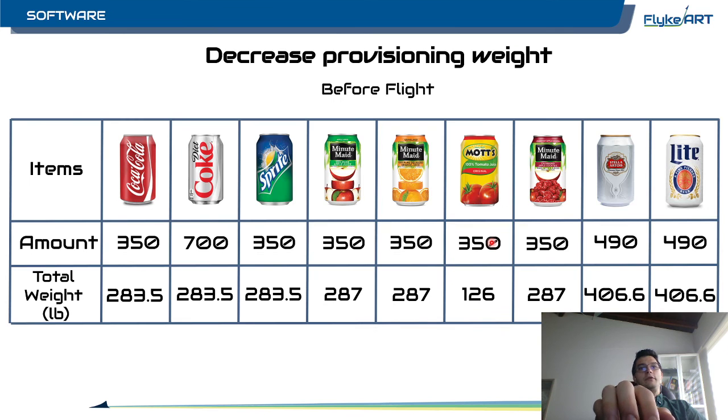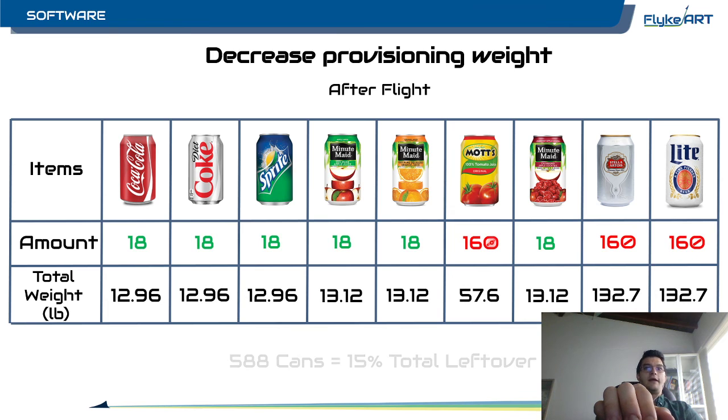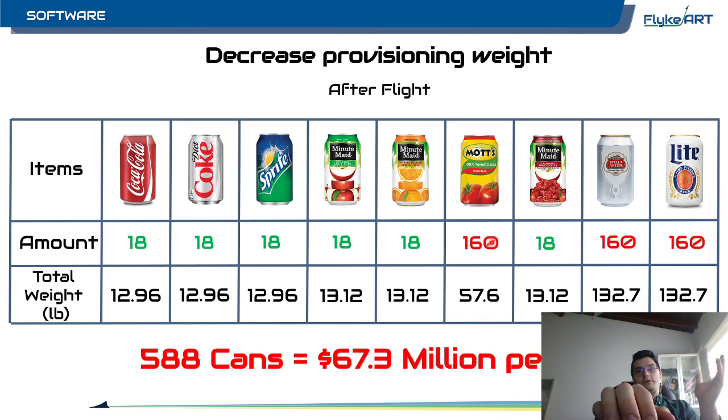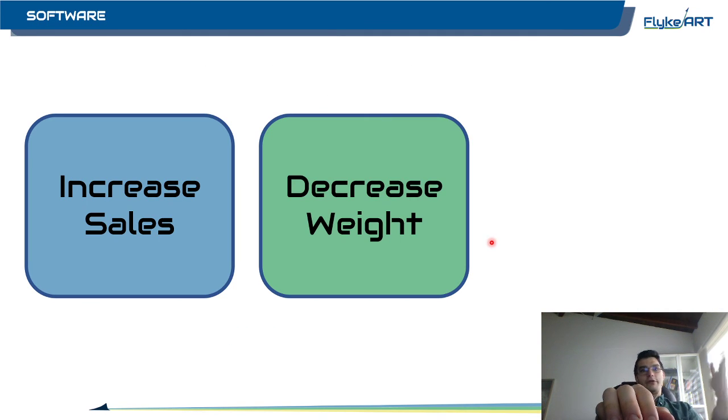So we also thought we could further decrease weight. Why? Because we could track how many items are loaded before every flight and then after every flight, so we can calculate the remainder and try to reduce that. And if you take into account that this is an average remainder per flight, 588 cans are the equivalent of 67.3 million a year in fuel costs. So that could also be achieved.